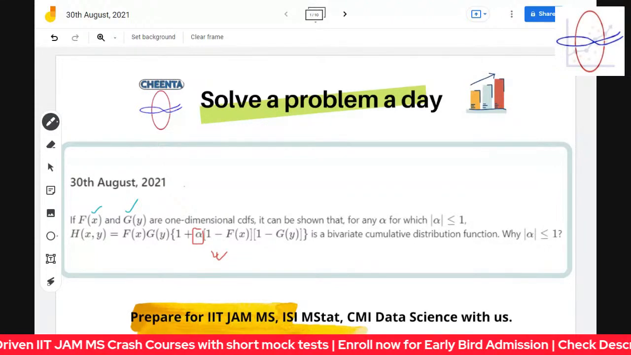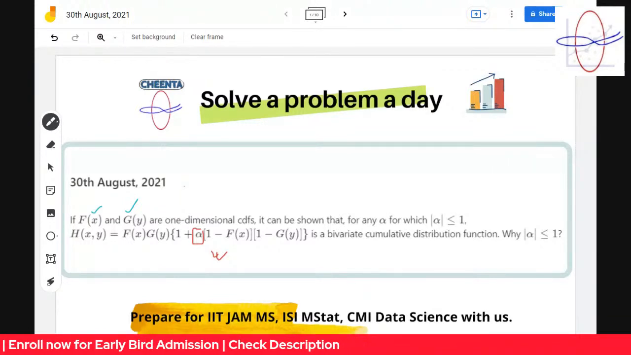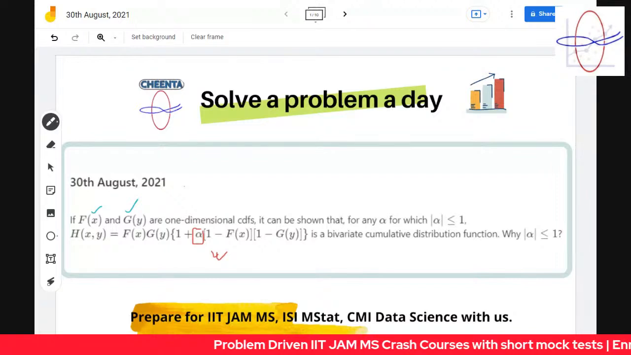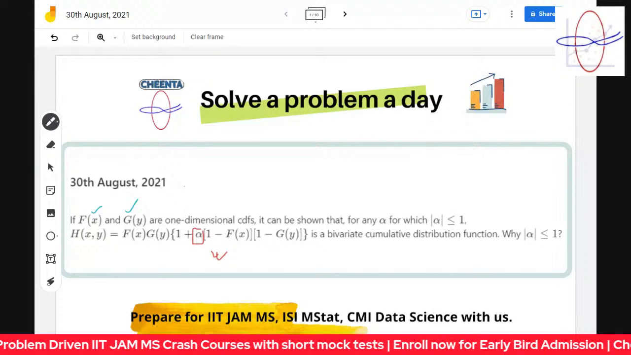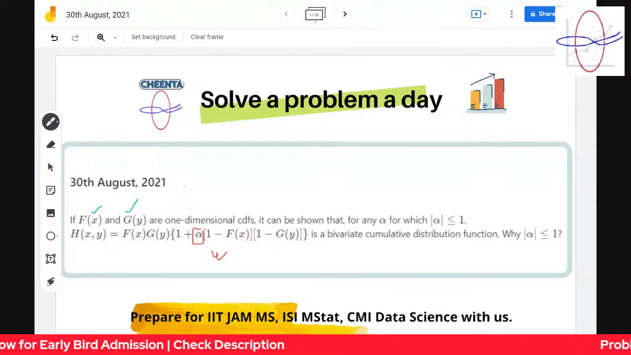I made this video because in today's problem, the 30th August 2021 problem, I couldn't do one part in the first part. I couldn't show the part where mod alpha is less than or equal to 1. Please go to our webpage and check the solution of the first part, why it's a cumulative distribution function. This is for the second part, which I couldn't do earlier because I made some calculation mistakes. I didn't want to waste your time.